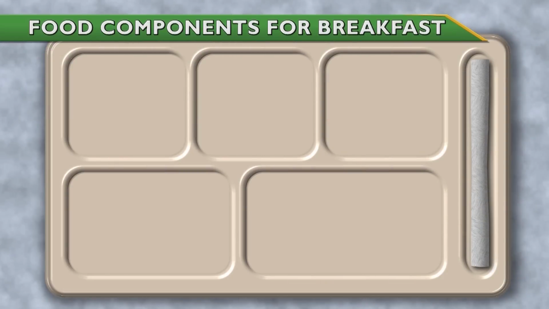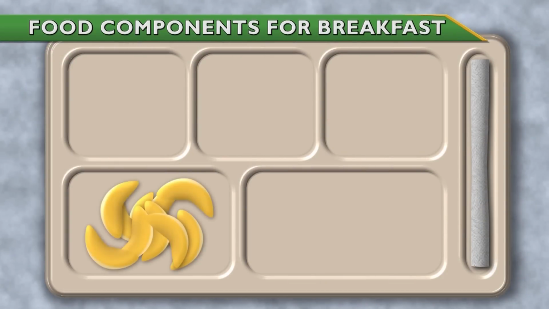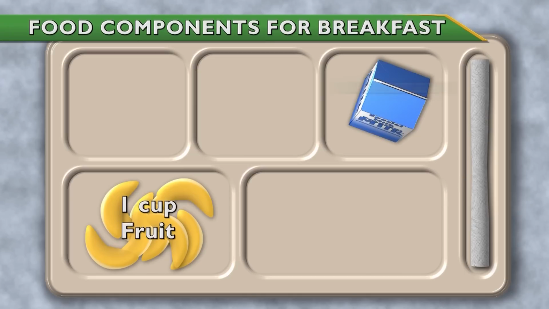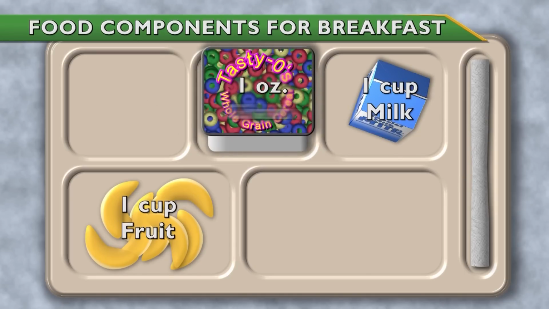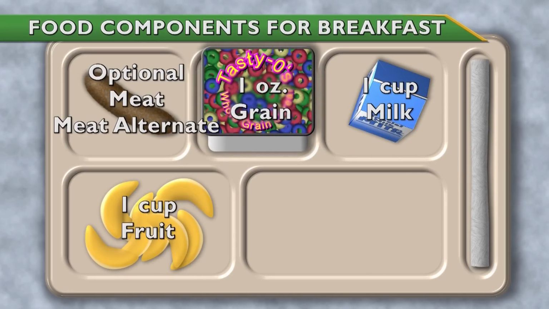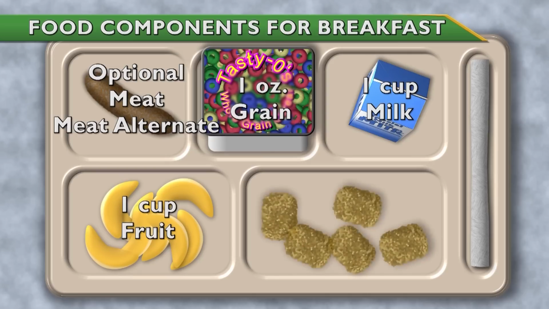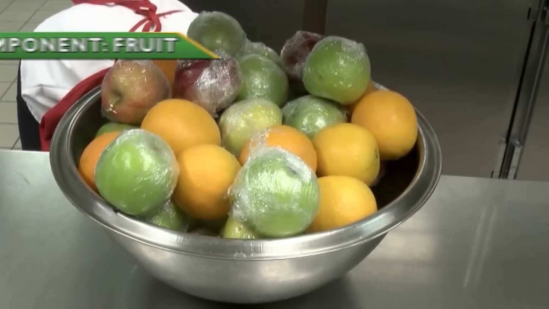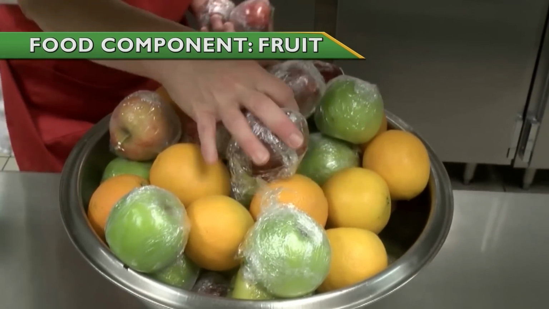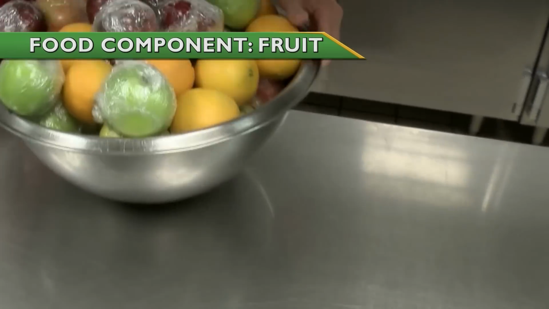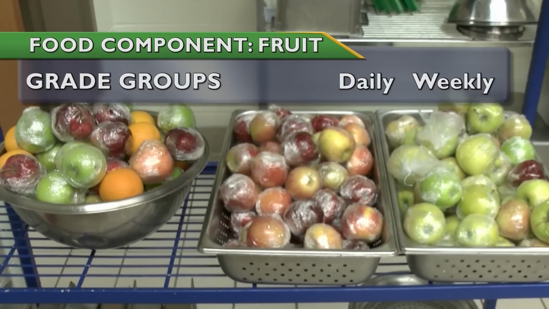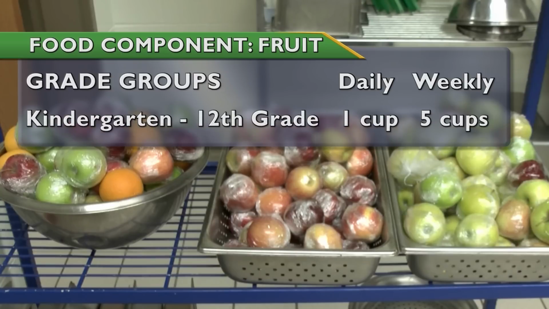The required food components for food-based menu planning for breakfast are 1 cup of fruit, 1 cup of milk, 1 ounce of grain, 1 ounce of meat. Meat alternate is optional. A vegetable serving is also optional. Fruits are a separate food component in the school nutrition program. Schools must offer students 1 cup of fruit daily or 5 cups weekly to grades K through 12.